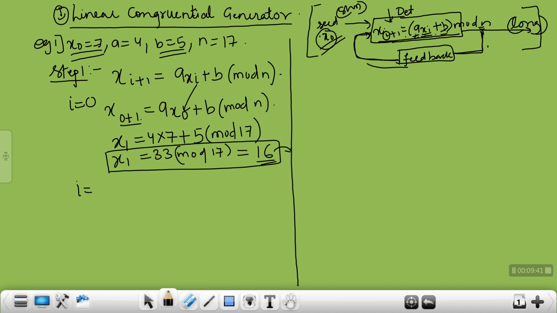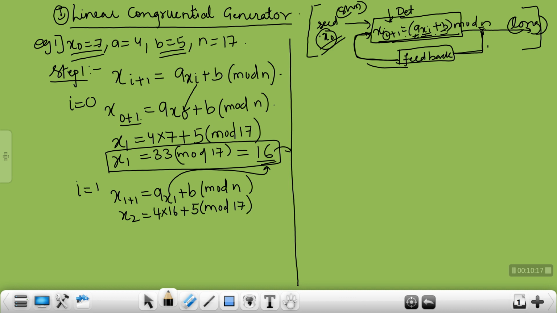So now i equals 1. For i equals 1, what I'm going to do now is just substitute in the formula. Now I'm not going to write down the formula. So i equals 1: x(1+1) equals (A·x1 + B) mod of n. Just substitute: x(1+1) is x2, and I need to calculate x2. The value of A we know, it is 4. The value of x1 that we have just now calculated over here is nothing but 16. 4 into 16 plus the value of B, which is 5, mod of 17, and n is already given to us.